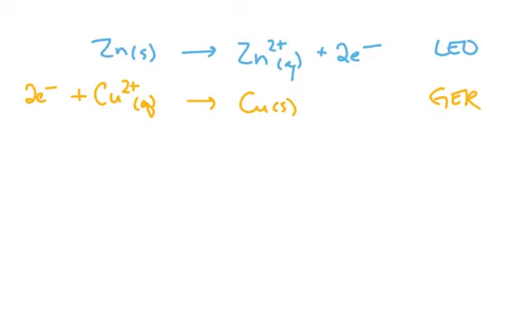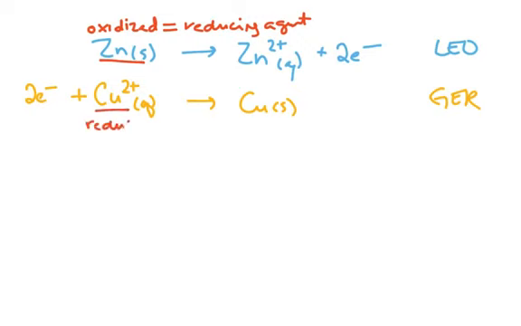Let's go one step further and identify the oxidizing agent and the reducing agent. So remember that terminology here is opposites. So if this object was oxidized, it's losing electrons, it's the reducing agent. And our copper 2+ was reduced, therefore it's the oxidizing agent. So that's how that terminology works.